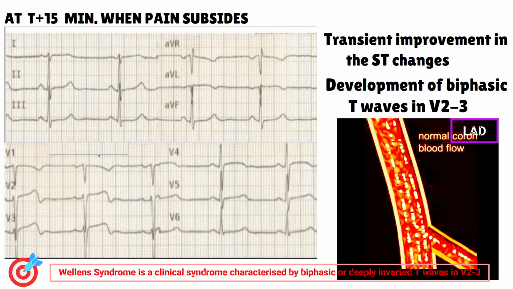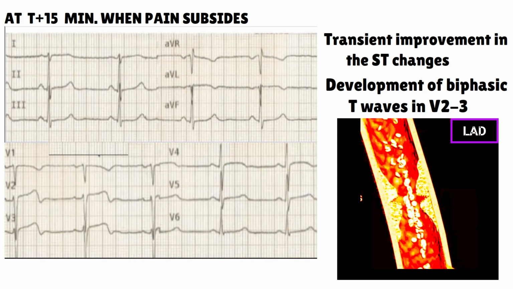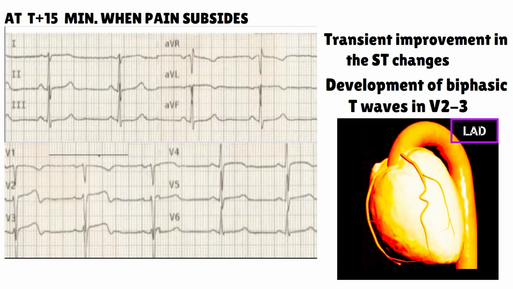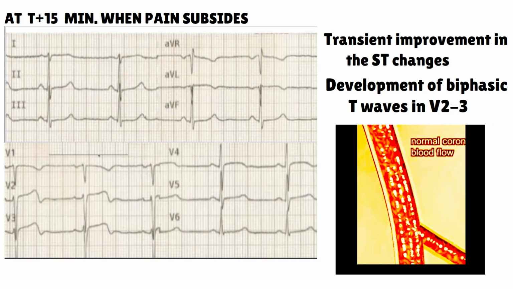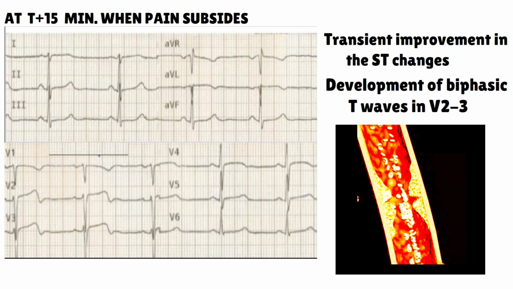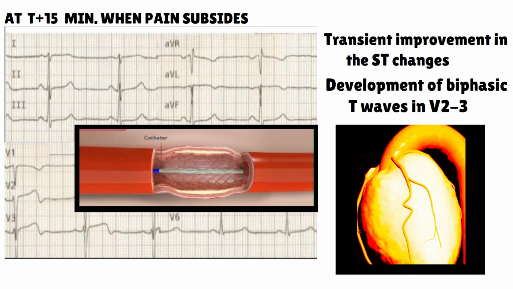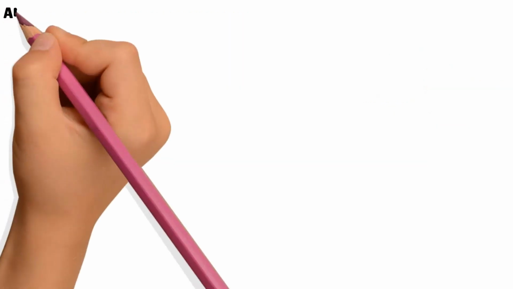So what Wellens syndrome actually indicates is reperfusion of the previously occluded left anterior descending artery. Okay, so the implication of this ECG pattern is that there is an underlying critical left anterior descending artery stenosis that requires emergent reperfusion, ideally via percutaneous coronary intervention, meaning PCI.